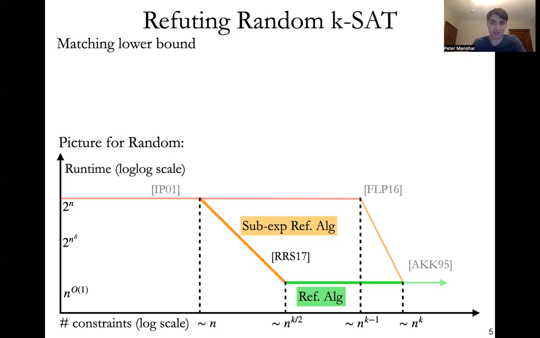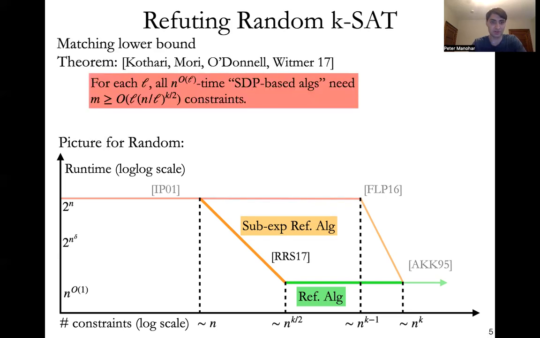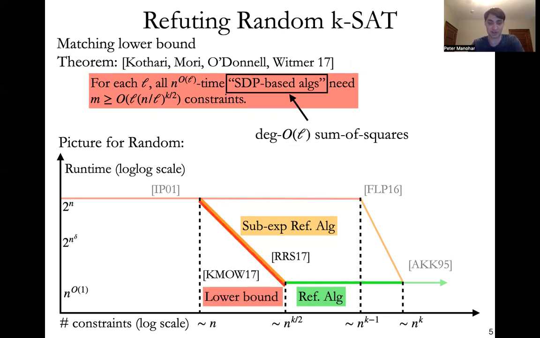On the other hand, there is a matching lower bound down here. This work due to Kothari, Mori, O'Donnell, and Witmer shows that n to the order L time SDP-based algorithms need this number of constraints in order to refute. And by SDP-based algorithms, I simply mean degree order L sum of squares. And if I draw this on this picture, we just get this matching lower bound here.